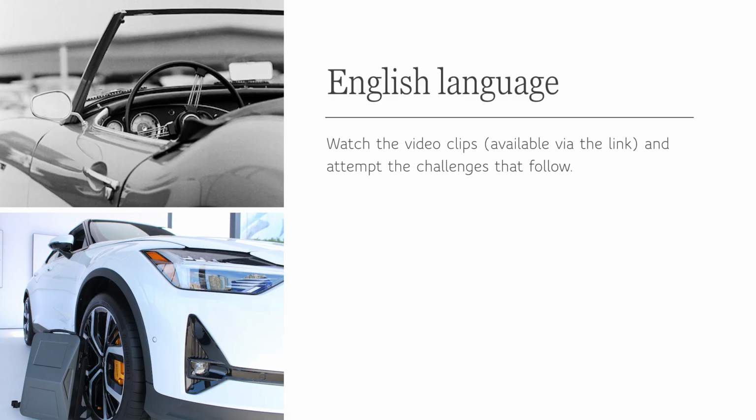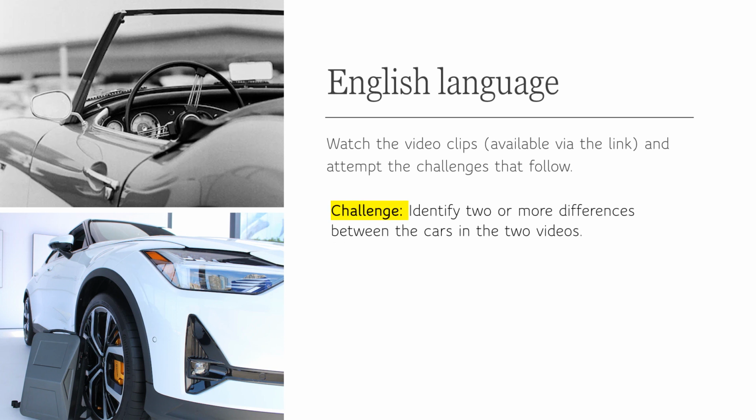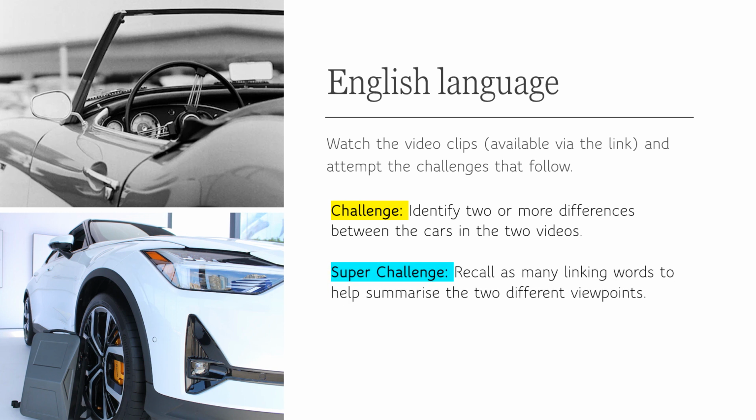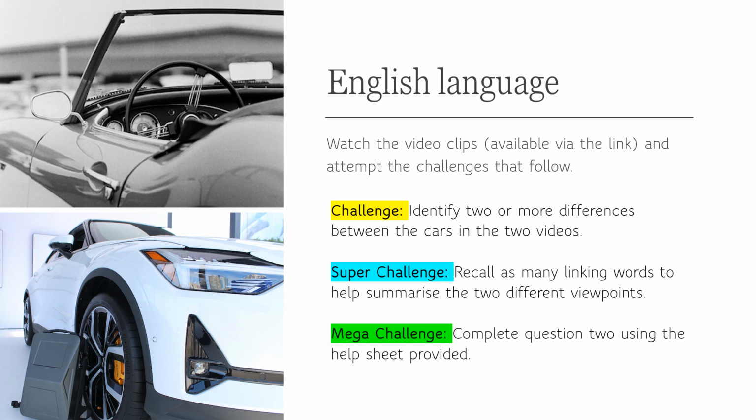Now what we're going to do is move on and think about question 2. So what I'd like you to do is watch the video clips that are available in the link and attempt the challenges that follow. The first thing to think about when you're watching these is try and identify 2 or more differences between the 2 cars within the videos. Try and recall as many linking words to help summarise the 2 different viewpoints. And finally, complete question 2 using the help sheet that's also going to be provided.